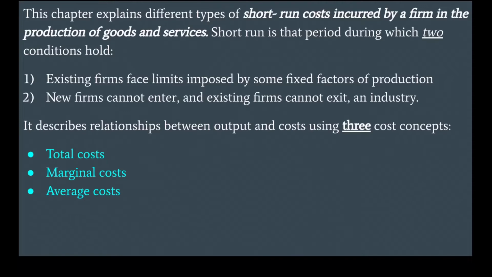Short-run is that period during which two conditions hold. Existing firms face limits imposed by some fixed factors of production. New firms cannot enter and existing firms cannot exit an industry. It describes the relationship between output and cost using three cost concepts: total cost, marginal cost, and average cost.